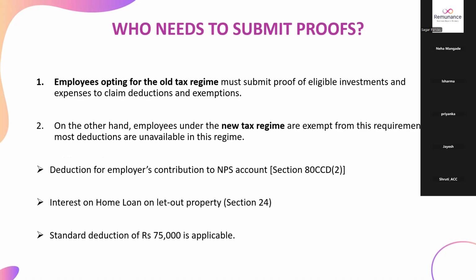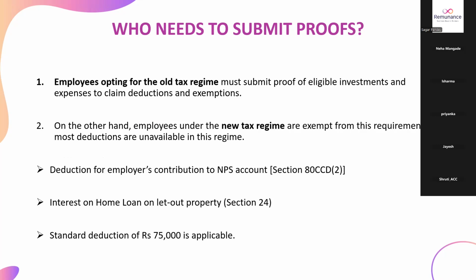Now, as I said earlier, you have to opt for either the old tax regime or the new tax regime. If you choose the old tax regime, it is mandatory for you to submit documents or proofs online. And if you opt for the new tax regime, then there is no requirement to upload any documents. This is as per standard income tax guidelines that you don't have to attach any documents under the new tax regime. But two investments are allowed under the new tax regime.